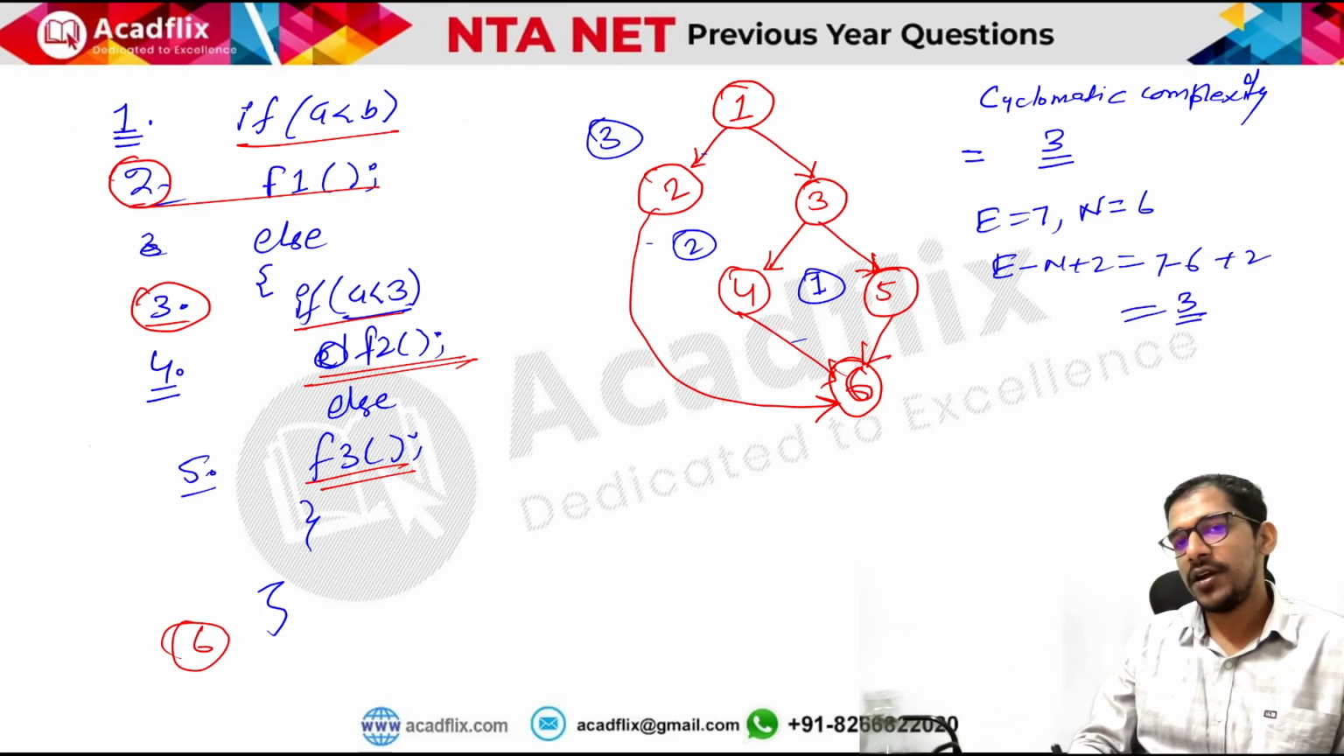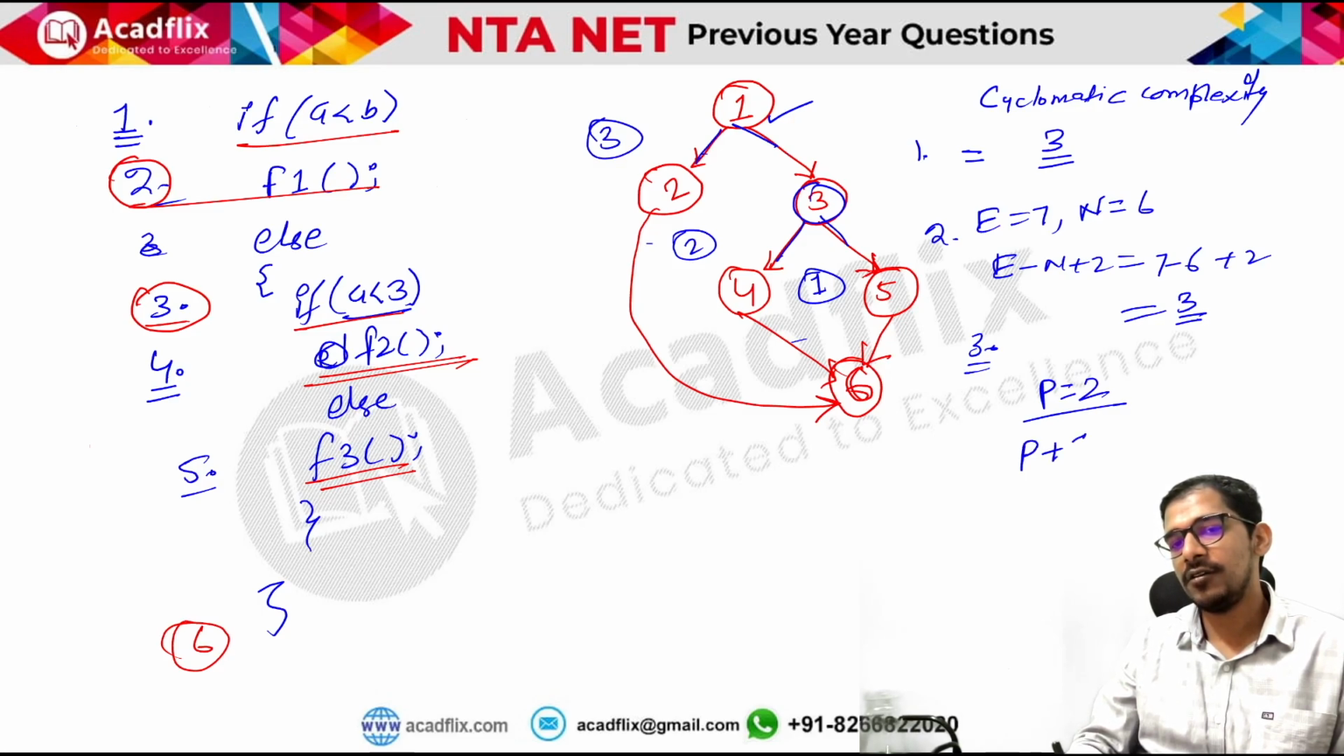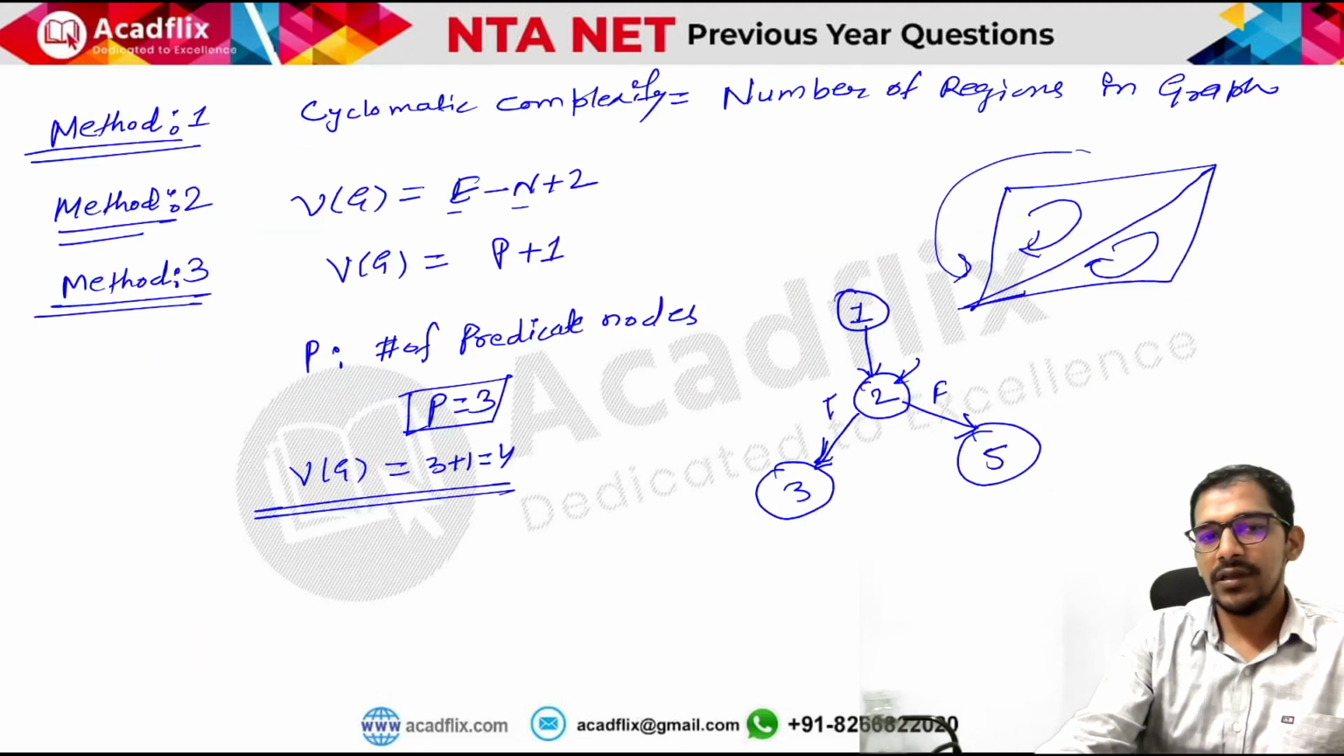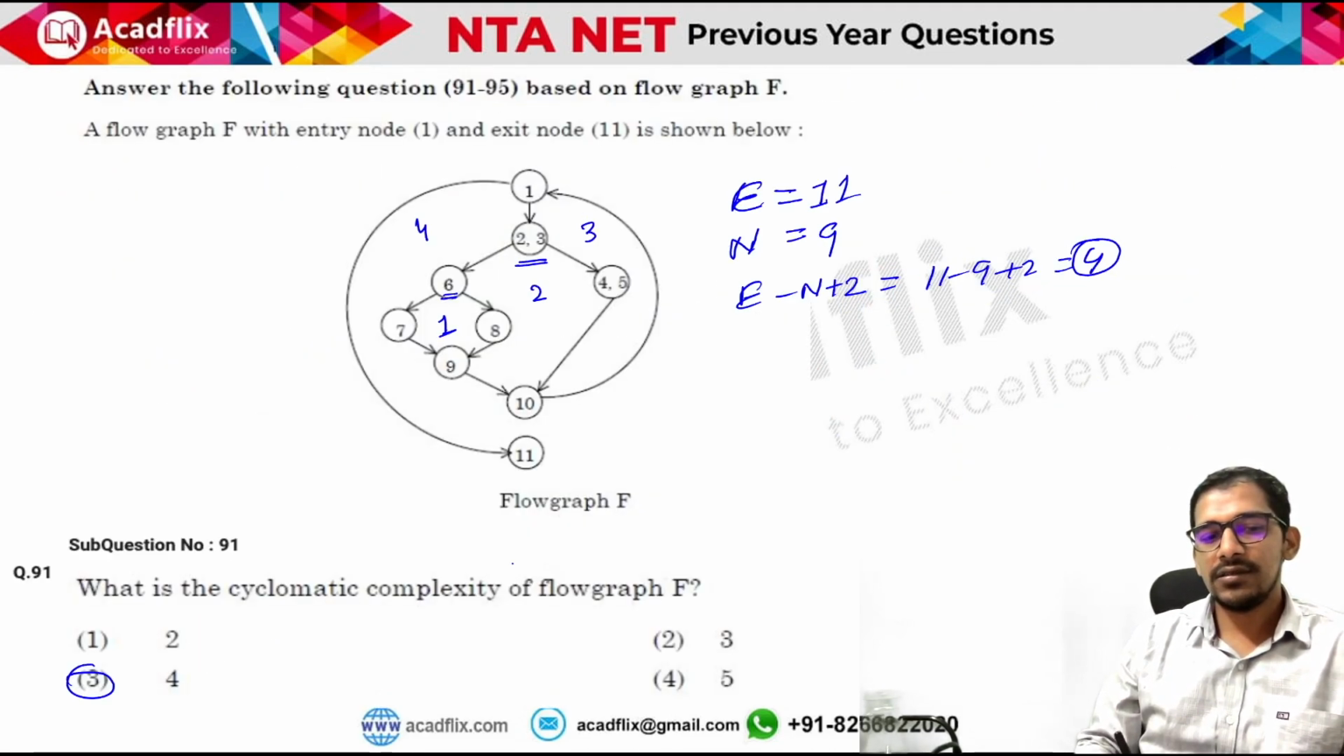Or you can apply the third method, and the third method is you can count the number of predicate nodes, that is the number of conditional nodes. So 1 is a conditional node because there are 2 branches going. 3 is also a conditional node because there are 2 branches going, right? So p equals 2, there are 2 predicate nodes. So p plus 1 is the cyclomatic complexity, that is 3. Again you are getting the same answer. So for this question, the answer is option 3.